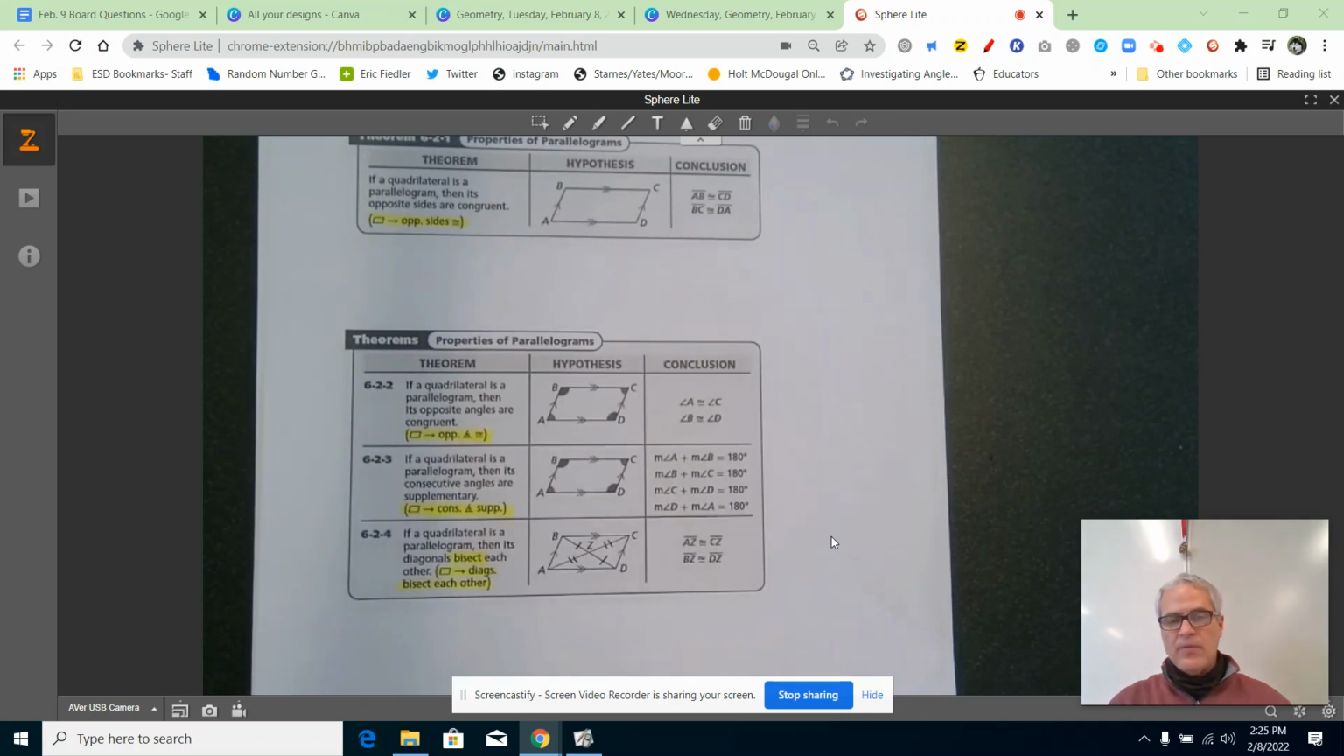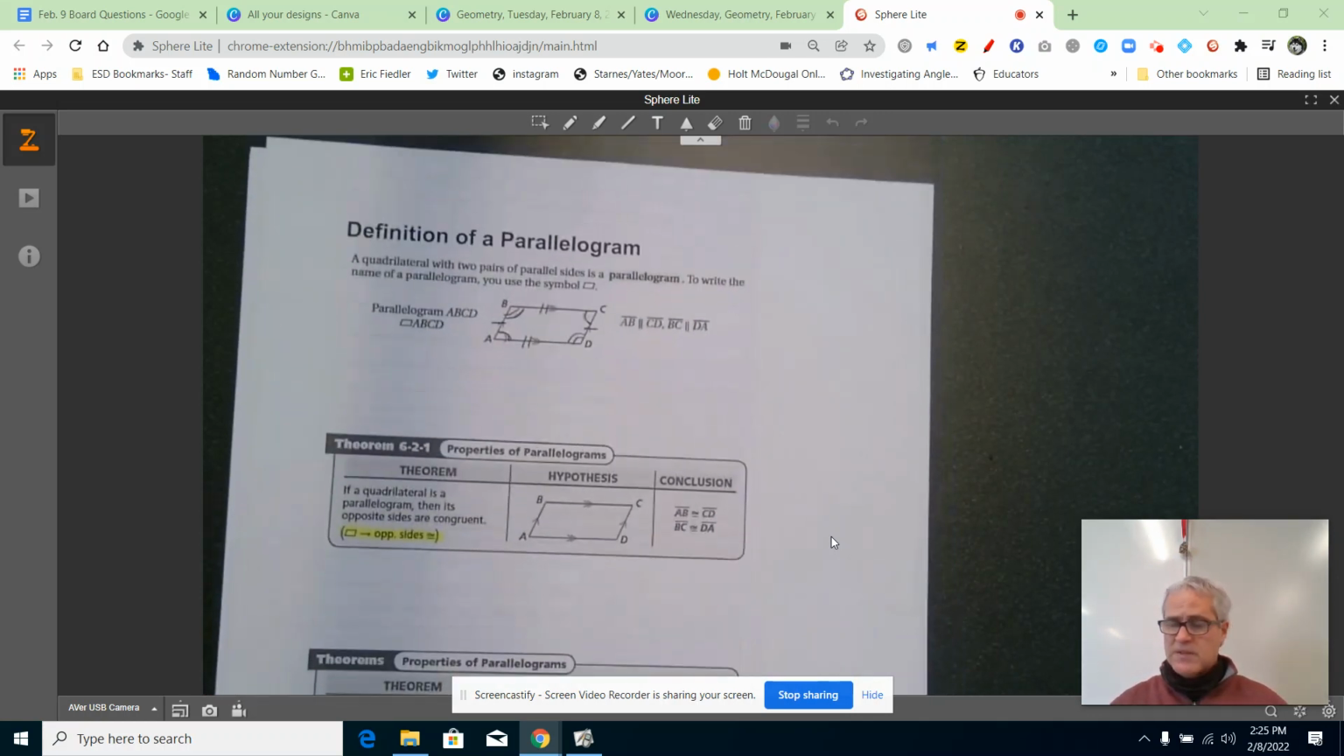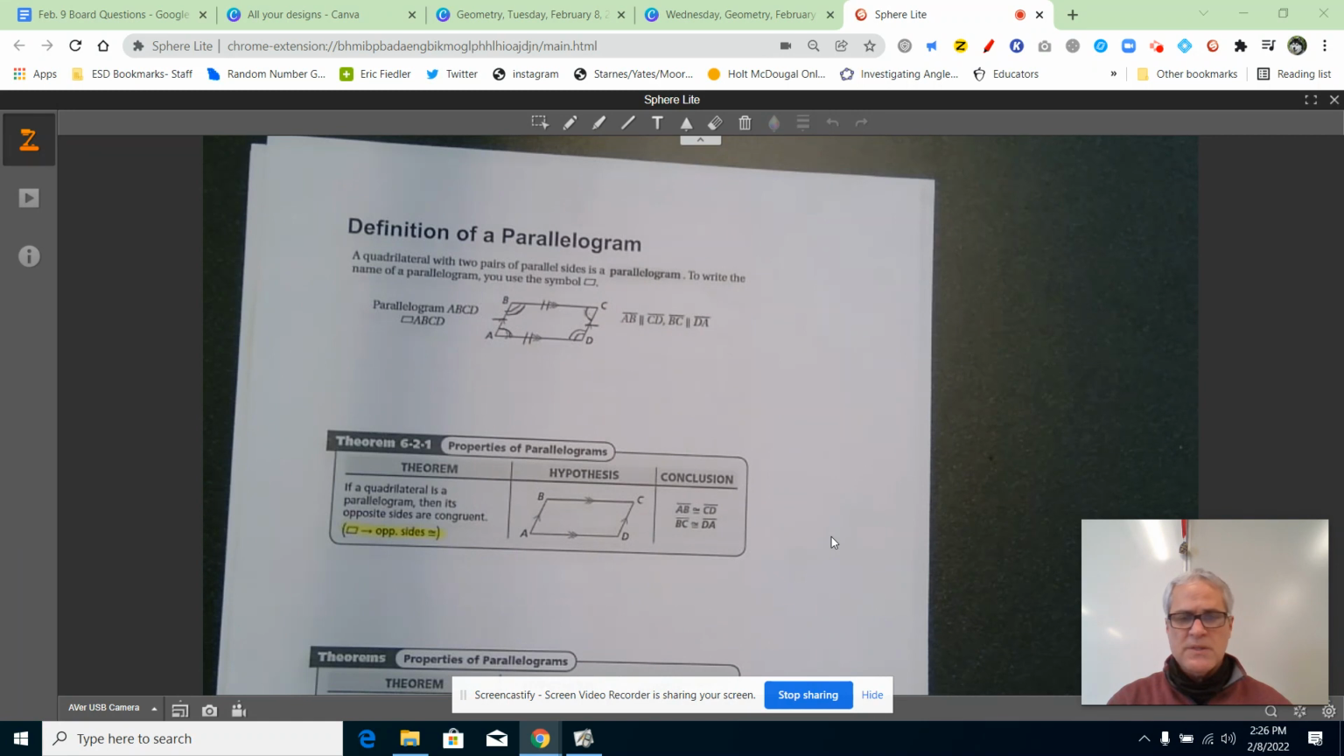Okay, so that's our beginning theorems and definition. Remember the definition. A quad with two pairs of parallel sides is a parallelogram for this next section 6.2.